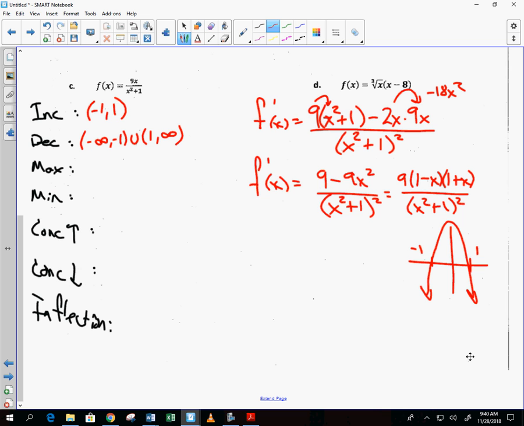Awesome. How do I determine a local max? Where does it change from positive to negative? X equals 1. Now, I'm going to do something different this time. I'm not going to just find that it happens at x equals 1. I'm going to actually find the maximum value that it achieves. If I want to find the maximum value, what do I do with that 1? Plug it in where? To the original. And that would tell me the actual location of the maximum. I would get 9 over 2.